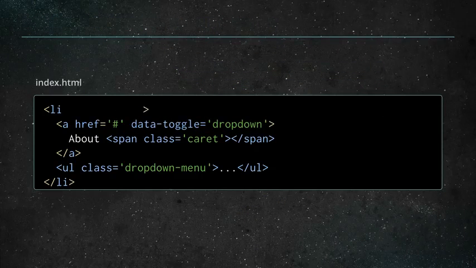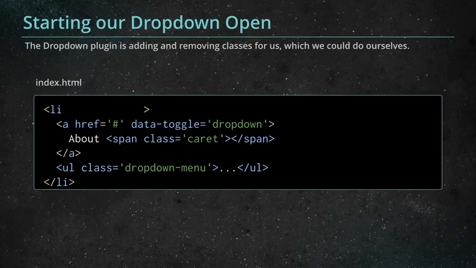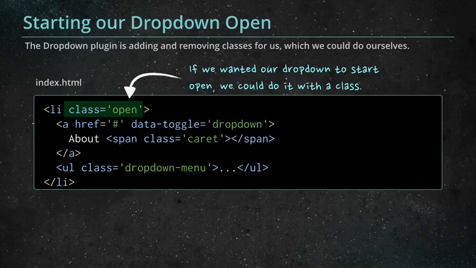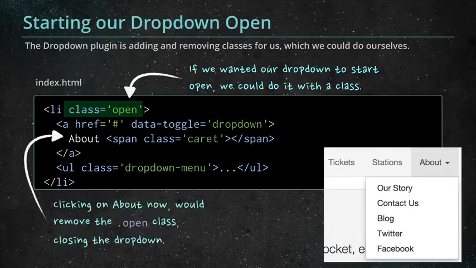If we really wanted to, we could actually start the drop-down menu as open by adding a class of open to that parent li element. Now, when we click on About for the first time, the Bootstrap JavaScript plugin will remove the open class, hiding our dropdown.